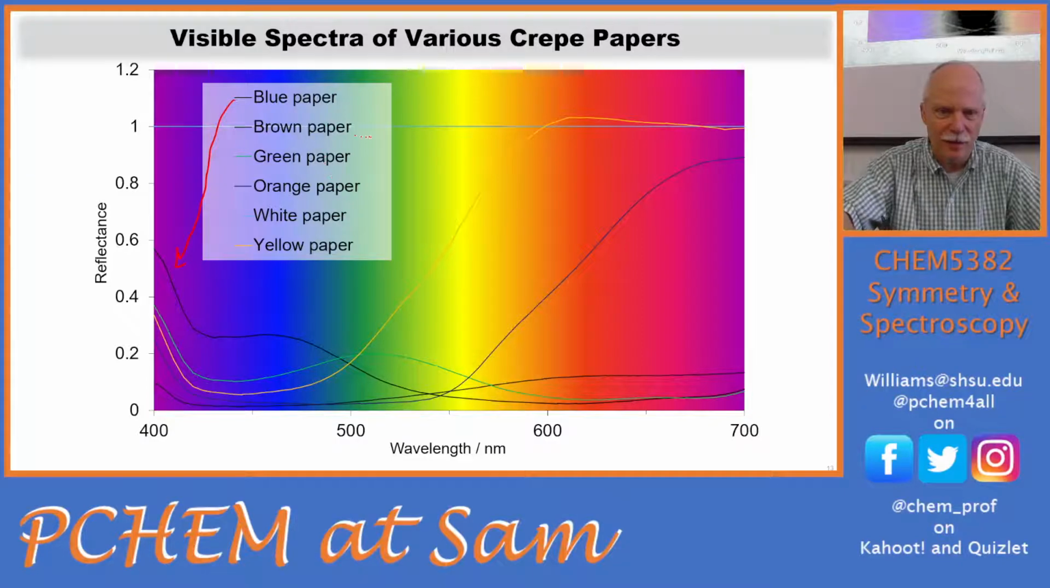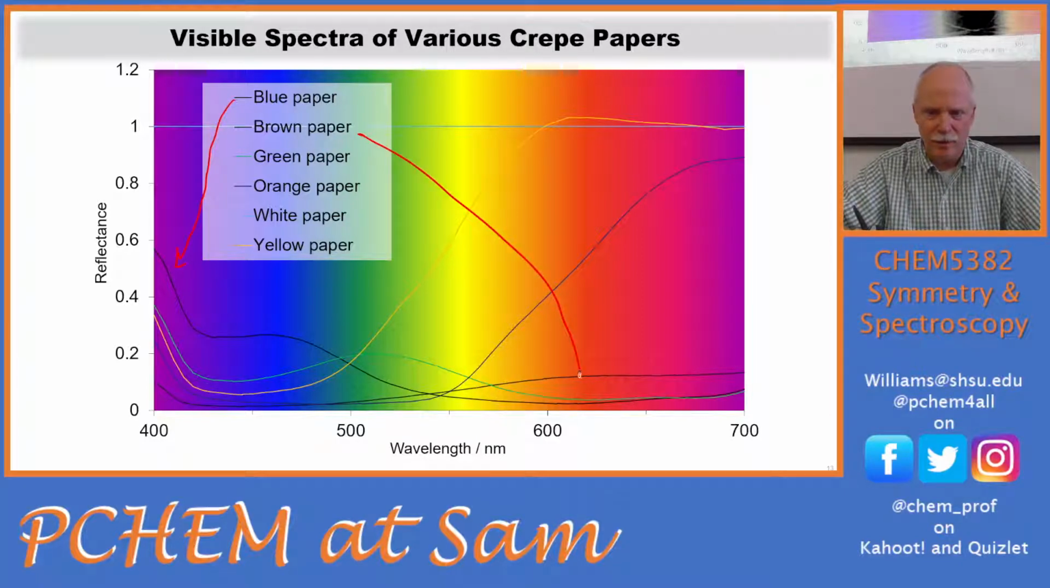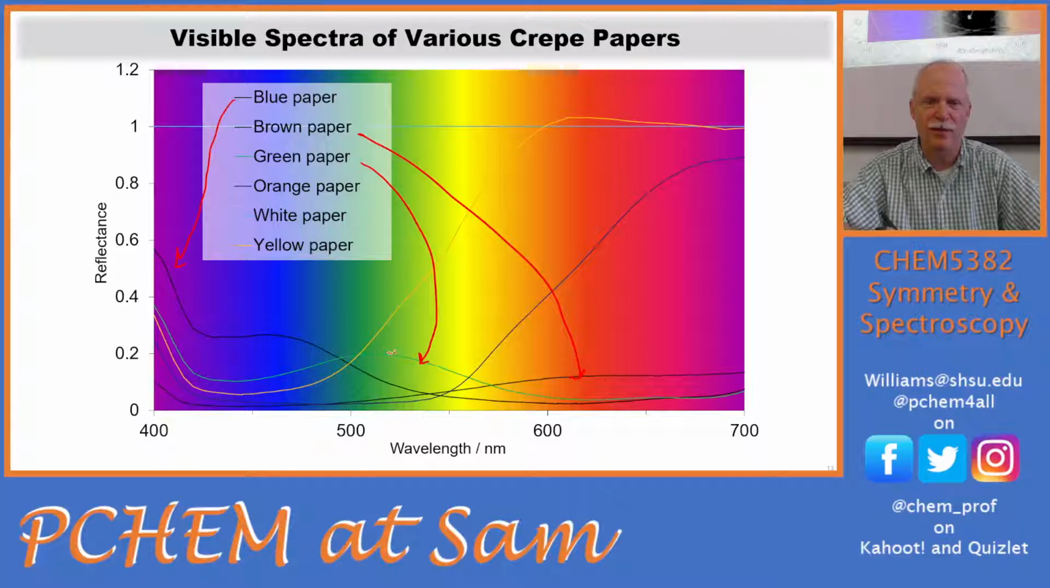Brown is this one down at the bottom. So that's brown. Green, this is colored green. Look how low that peak is in terms of reflectance. Only 20% reflecting, and yet that was a green, a pretty strong green paper.